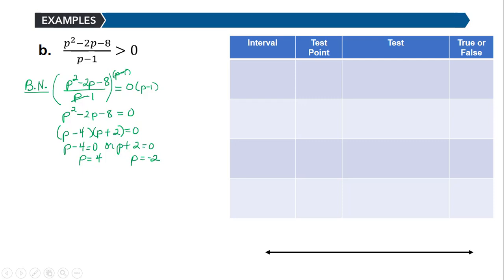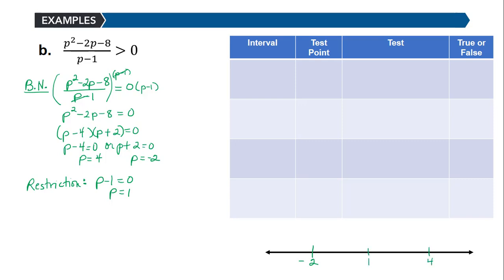So those are the boundary numbers that are zeros of this rational function. We also have the restriction, and the restriction comes from what value makes the denominator 0. And that is where p minus 1 is equal to 0, or p is equal to 1. So we place the zeros and the restriction on the number line in order from smallest to largest, so that gives us -2, then 1, and 4.